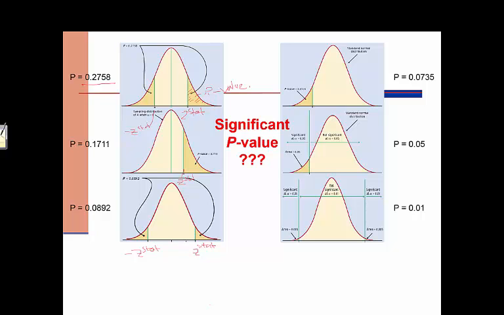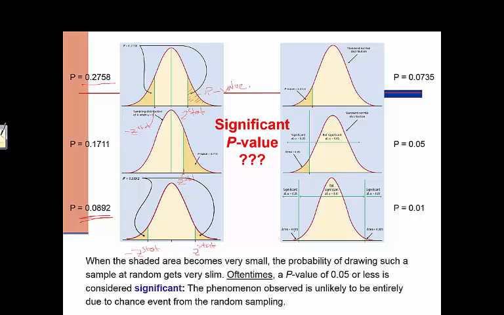Now, what we do is actually compare this p-value that we get to 0.05 typically. Where does that 0.05 come from? That 0.05 is in fact what is alpha.